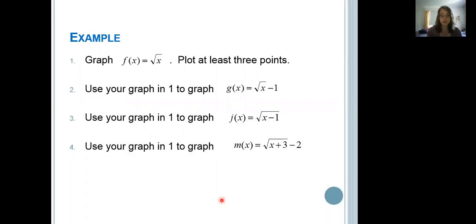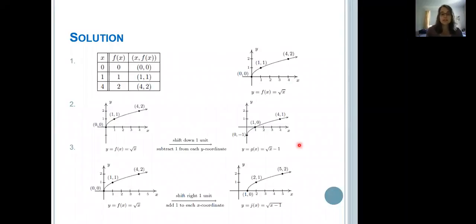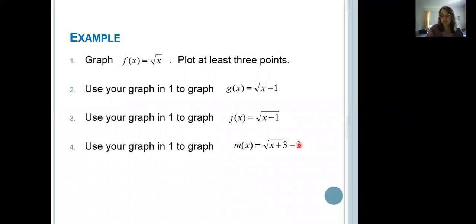So start with the graph of square root x and predict what's going to happen when we subtract 1 outside the radical, when we subtract 1 inside the radical, and when we add 3 inside the radical and subtract 2 outside the radical. And this is what you should get. So pause the video here. Make sure you know how to do this.